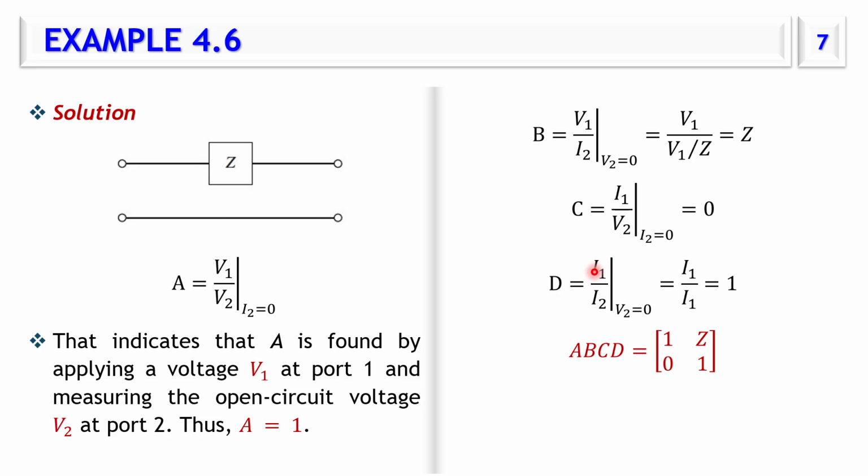D equals I1 over I2 when V2 equals 0. So V2 equals 0, short circuit here, current I1 goes in, current I2 goes out, so I1 over I2 equals 1. So the ABCD matrix for this network just has this expression.